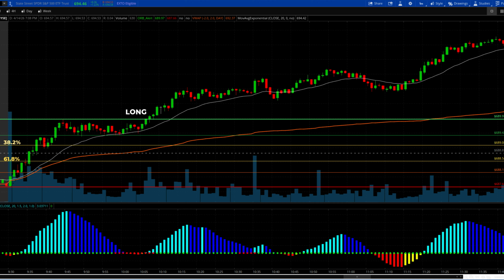Example workflow: SPY opens strong and pulls back to 38%, holds. You look for long setups. You find a stock holding VWAP while SPY holds 38.2%, long entry. SPY later breaks below 61.8%. You stop taking longs. Now you scan for weak stocks failing at resistance, short setups.